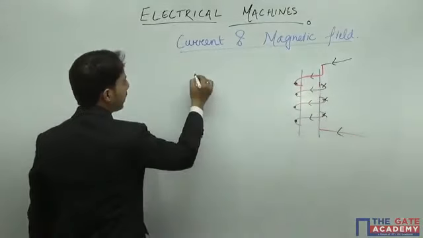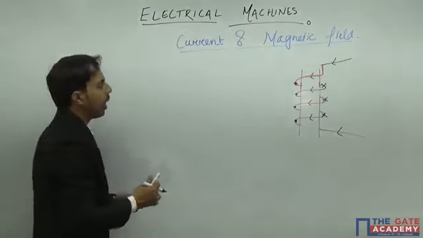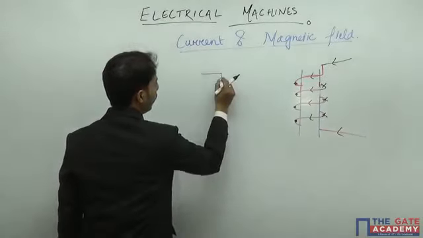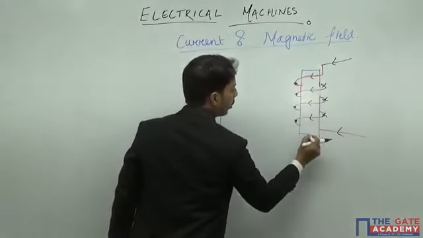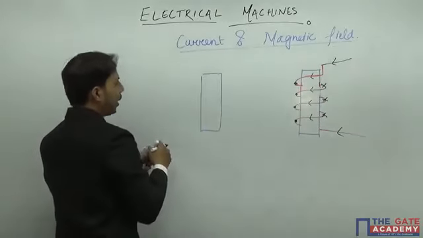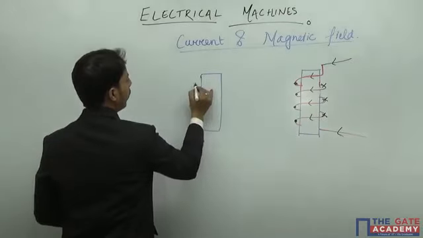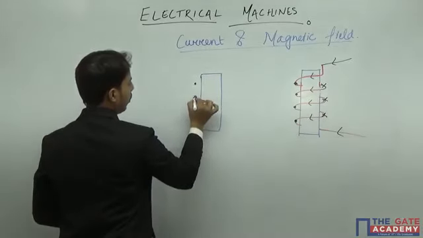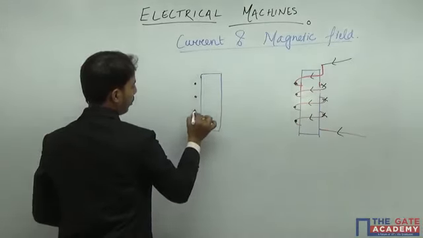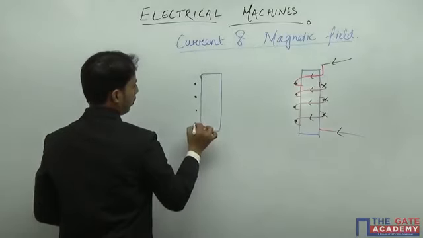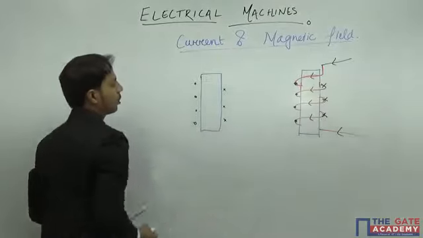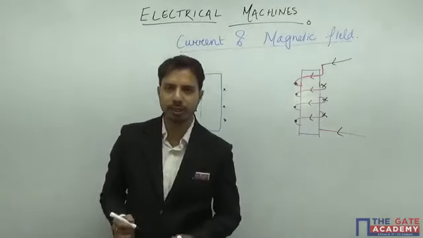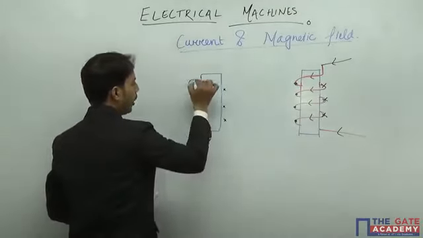Now that means I can say that if there is a bar here, this bar is nothing but this particular bar. So what is happening around this bar is, I am having a dot and I am having a cross. The direction of currents is something in this way. Okay.